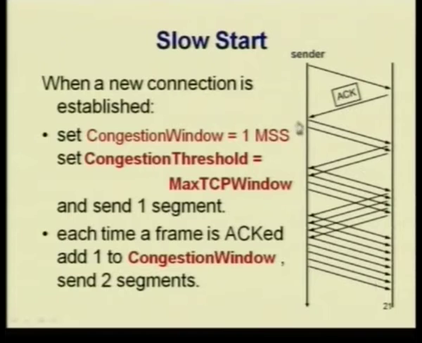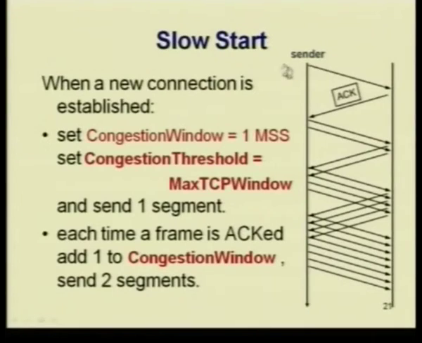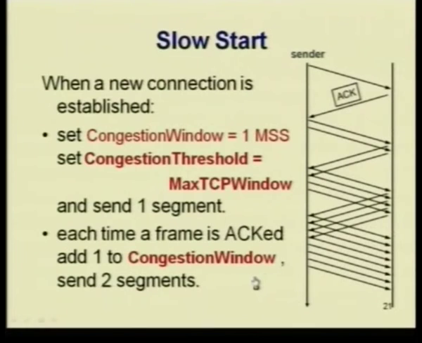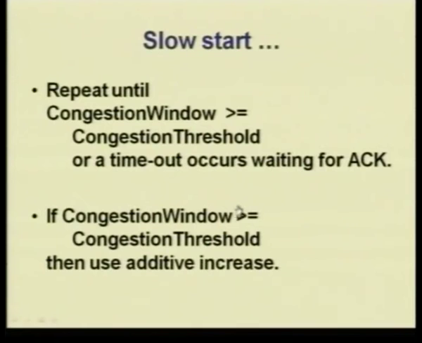So what we are actually doing here is, you are starting slow, starting with only 1 MSS of data, but you are doubling up quite fast. The name slow start basically comes from the fact that you are not transmitting the entire advertised window amount of data, but you are starting with 1 and slowly building up. So 1, then 2, then 4, then 8. This is how the data is transmitted. Each time a frame is acknowledged, we are adding 1 to the congestion window and increasing it. You will keep on repeating this.